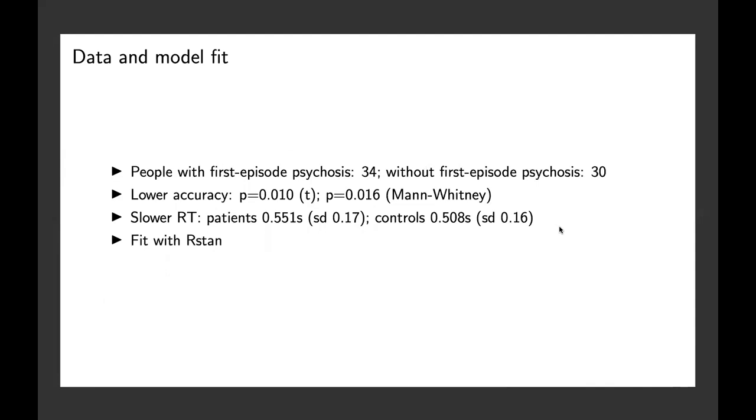We then fit the model to a dataset which is used to measure the attentional deficits in people with first episode psychosis. We have 34 patients in this dataset and 30 controls without first episode psychosis. In pre-analysis of this dataset, people with first episode psychosis have lower accuracy in their response in the continuous performance task and also mildly slower RTs. We fit the model to this dataset with STAN implemented in R.